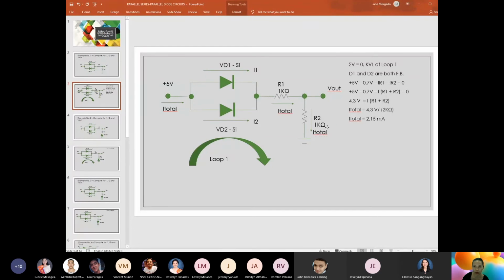Okay, and this I total, ano nangyayari kay I total? The I total is being branched out. Some current flows through diode 1 and some current flows through diode 2. If that is the logic, what do you think is the value of I1? Ano assumption natin dito para makuha natin I1 and I2?